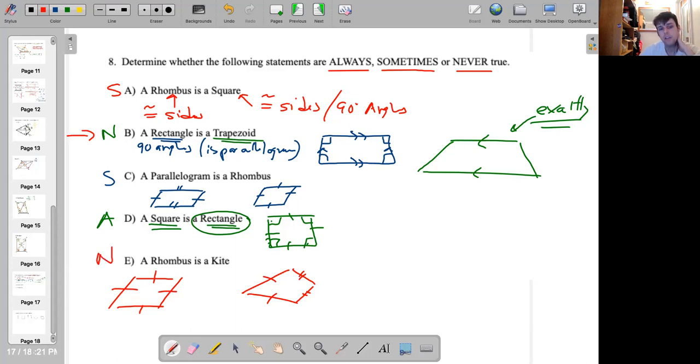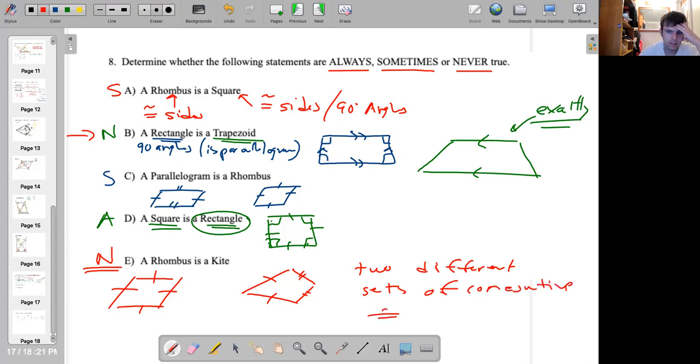I'm going to go with never because I think our textbook has a pretty restrictive definition for kites. It says two different sets of consecutive congruent sides. And this word different kind of rules this out. So I'm going to write never for this one, but if you argued differently, I wouldn't necessarily disagree with you as long as your explanation was good.